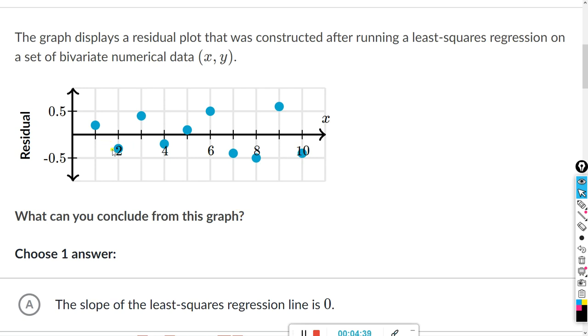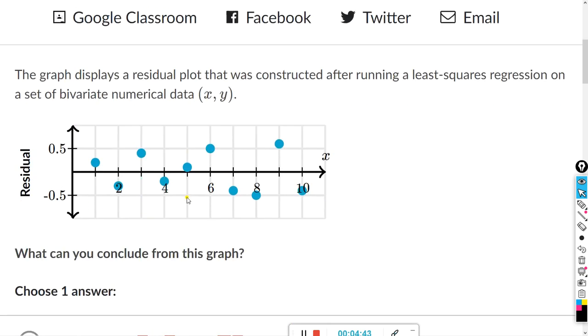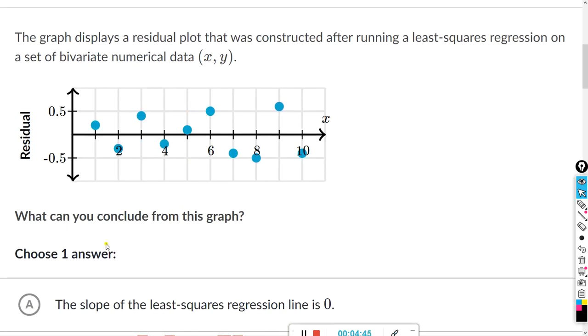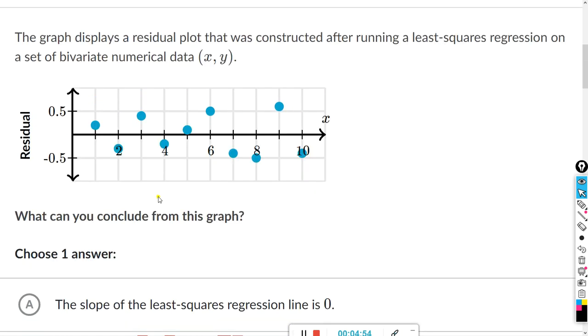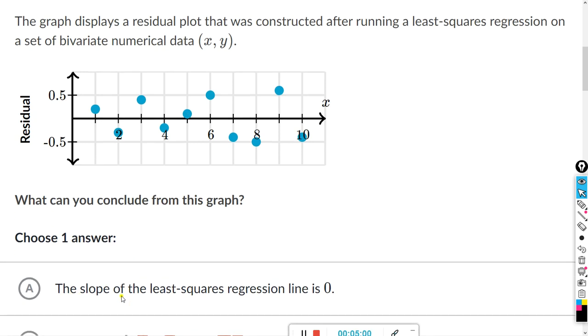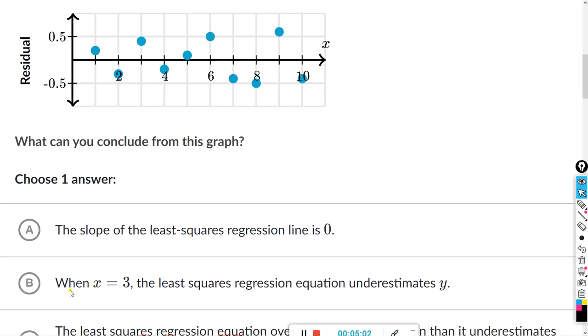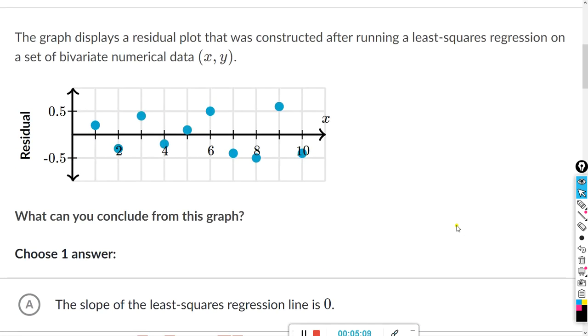Again, we have one where they give us the plot of the residuals. We don't have the actual graph, and they want to know what you can conclude. Answer A: the slope of the least squares regression line is 0. You cannot determine the slope from the residuals, so it's definitely not answer A. Answer B: when x equals 3, the least squares regression equation underestimates y. Let's check it out.